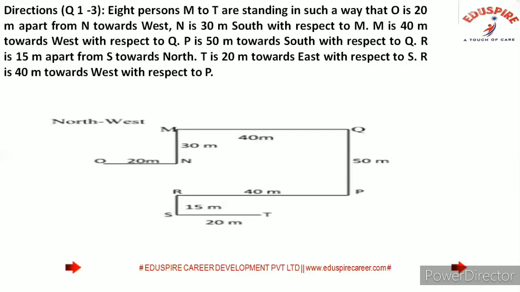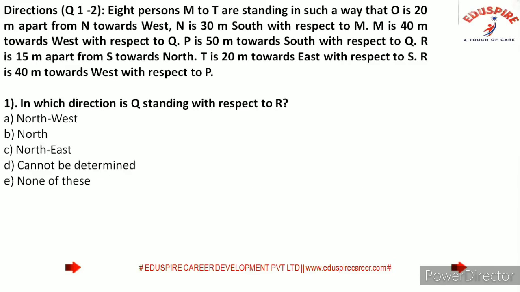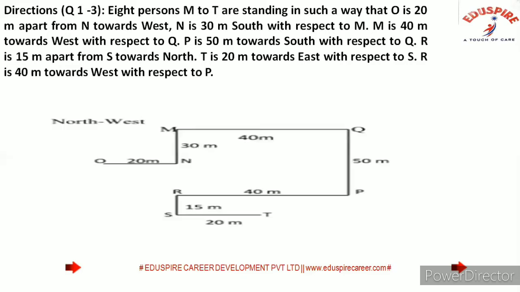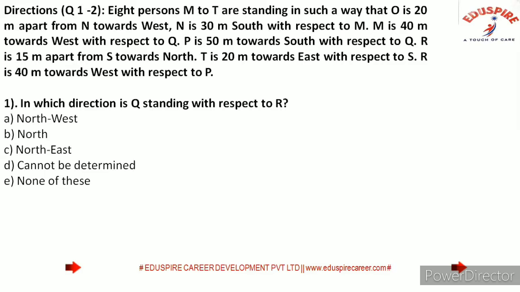If you understand that, you can easily make the figure. Now after making the figure, finding the answer is very easy. In which direction is Q with respect to R? So what we are finding, Q is in the northeast side, right? So northeast, option C will be the correct answer.